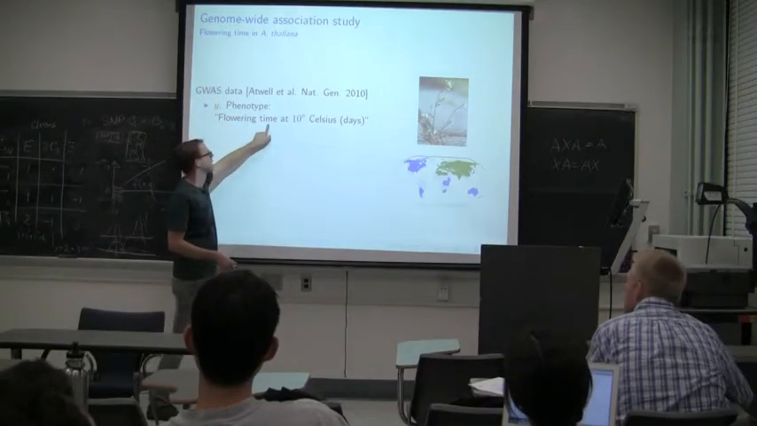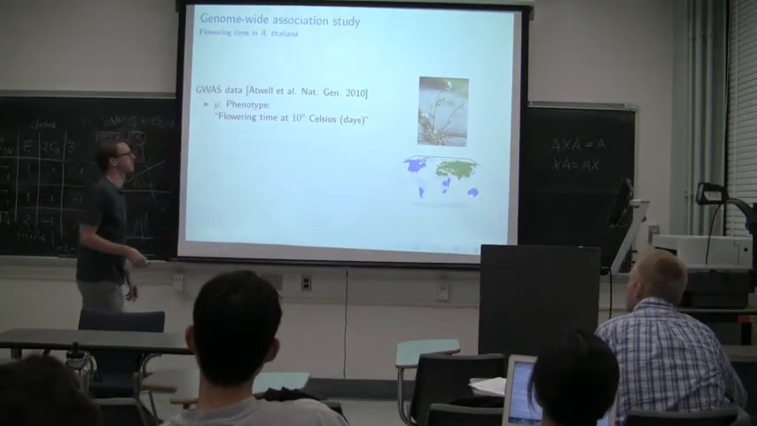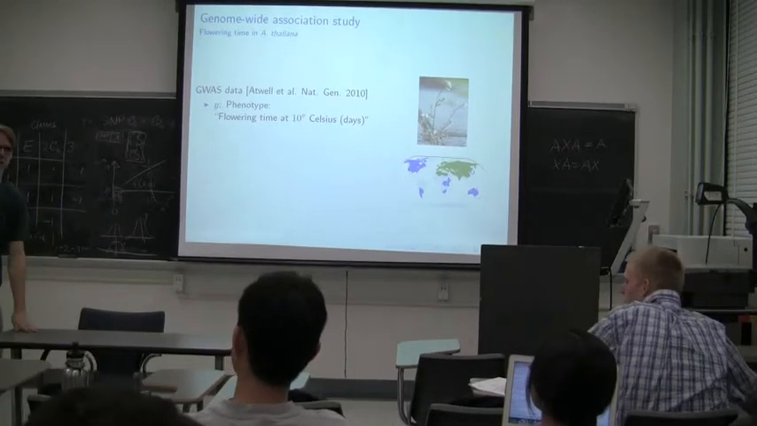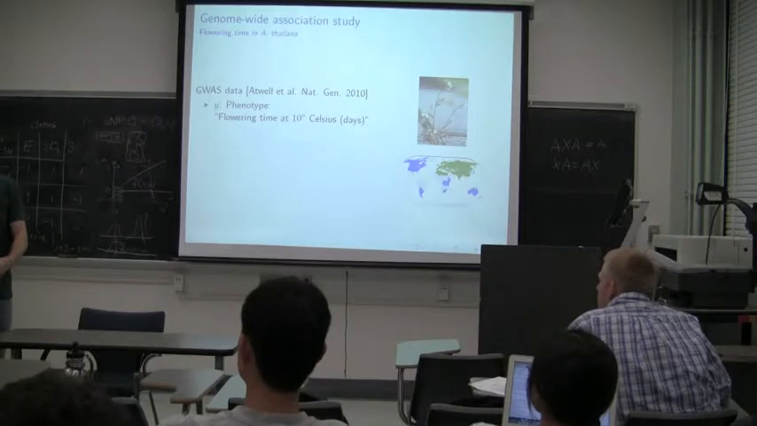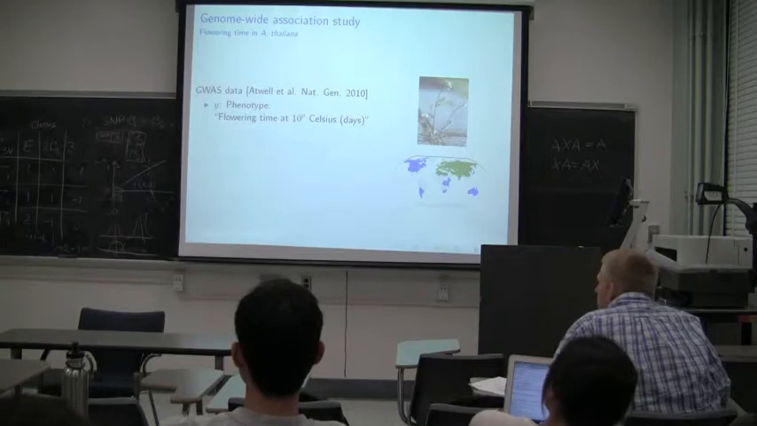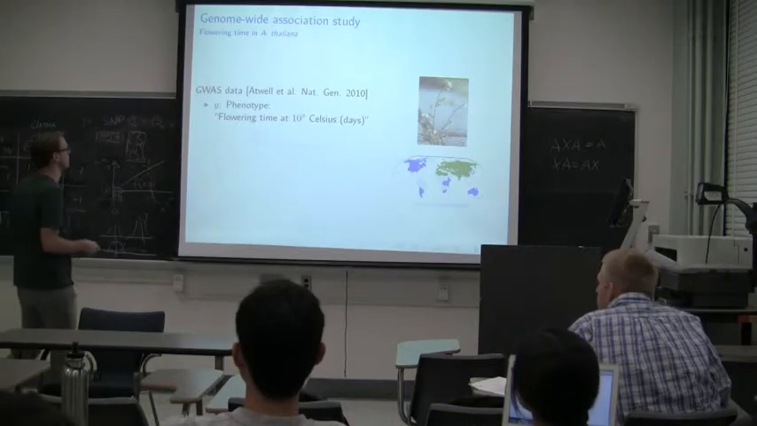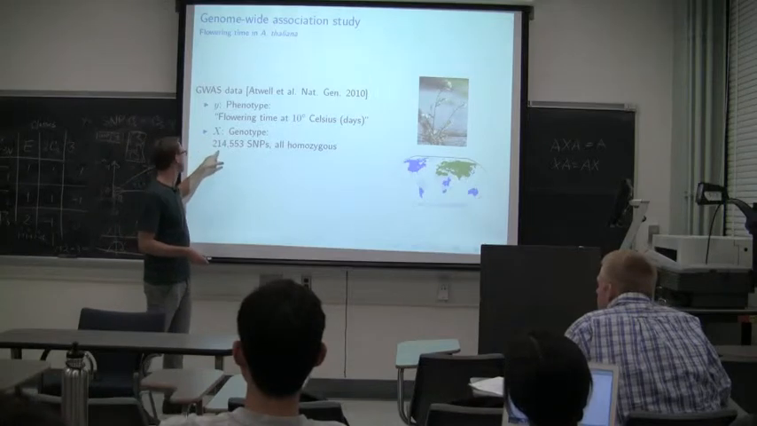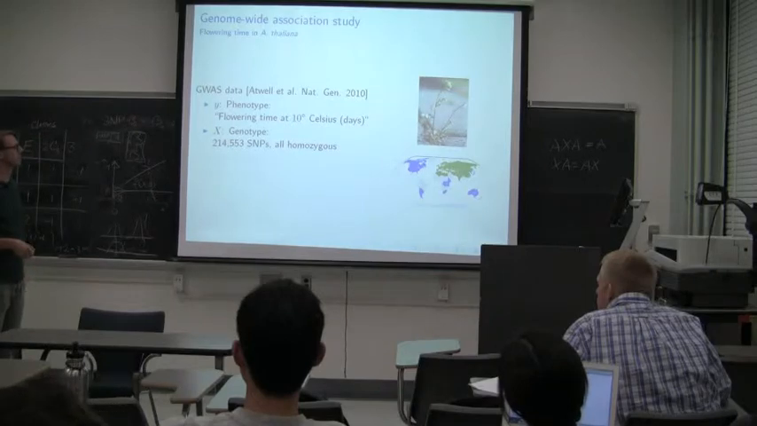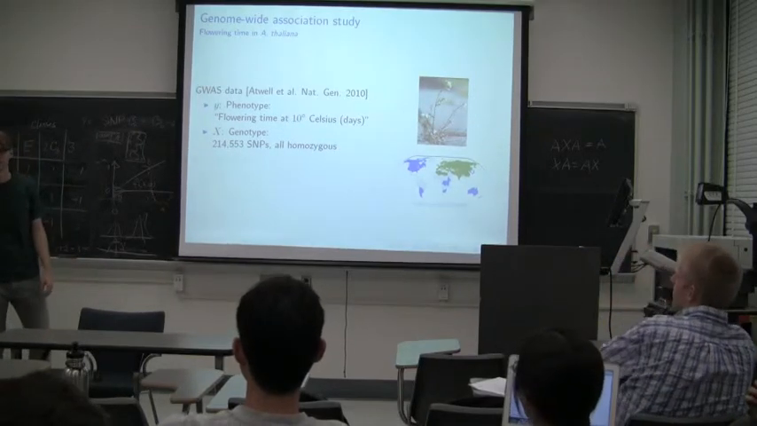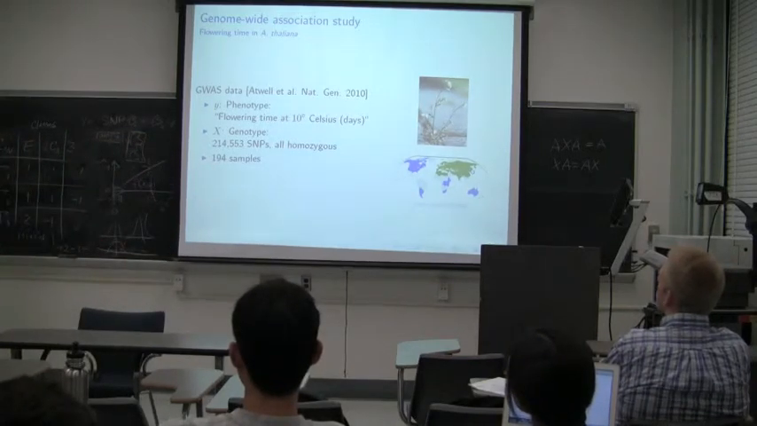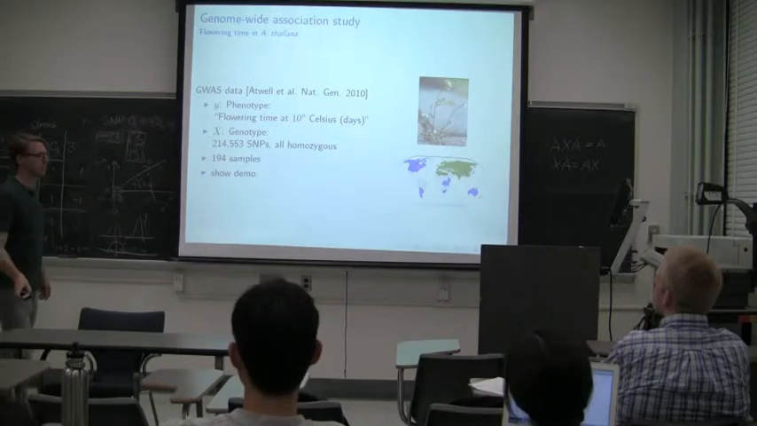The phenotype is flowering time at 10 degrees Celsius in days. So we just take some plant, we put it into a pot, and now we wait until it flowers. So it grows, at some point it will flower, and we measure the number of days. The genotype is our matrix X, 214,000 SNPs. And all of them are homozygous, so that's why we can work with 0 and 1 in this case. We have 194 of these plants, and now we'll do a GWAS with them.